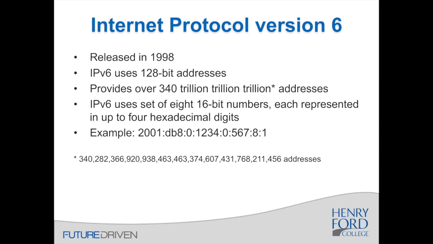Now, the IPv6 notation uses a set of 8 16-bit numbers, and those are represented in hexadecimal digits. So digits that instead of going from 0 to 9, go from 0 to F, where F is the equivalent of 15 in decimal. So you see an example IP address here that shows the notation that way.